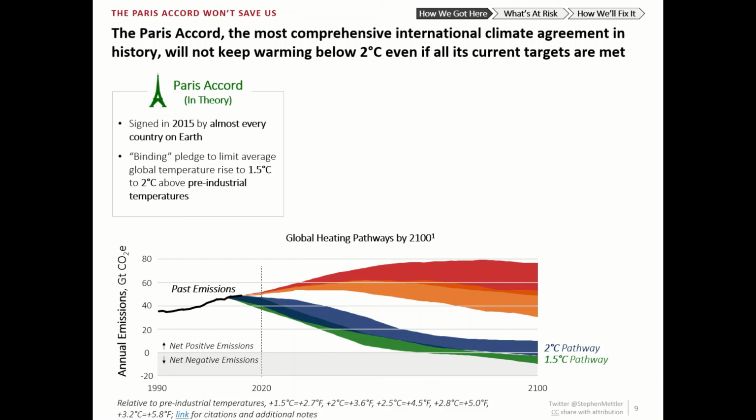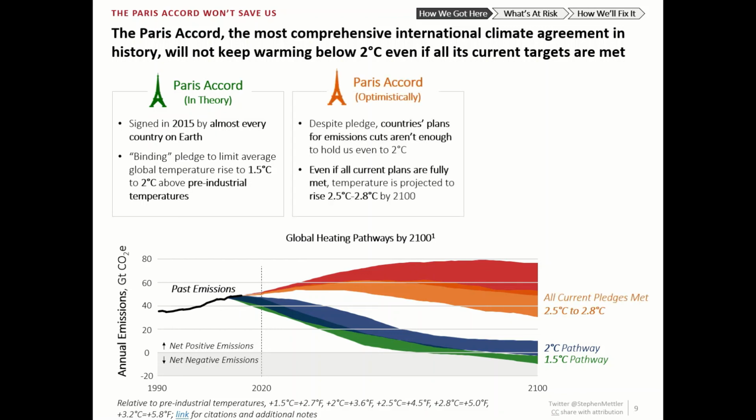Now the Paris Accord is still the most comprehensive international climate agreement in history. It was signed in 2015. Almost every country on Earth agreed to its binding pledge to limit average global temperature rise to 1.5 degrees to 2 degrees Celsius above pre-industrial temperatures. Now those increases are not safe. They are still going to have major consequences, but they are a point where scientists agree we can try to draw the line and hold it to avert even more uncertain and catastrophic damage. Unfortunately, we're not on path for that.